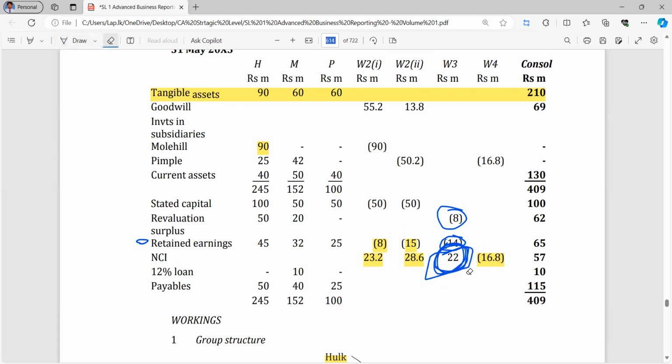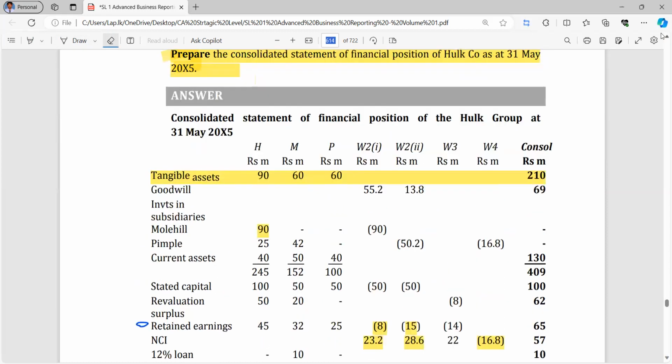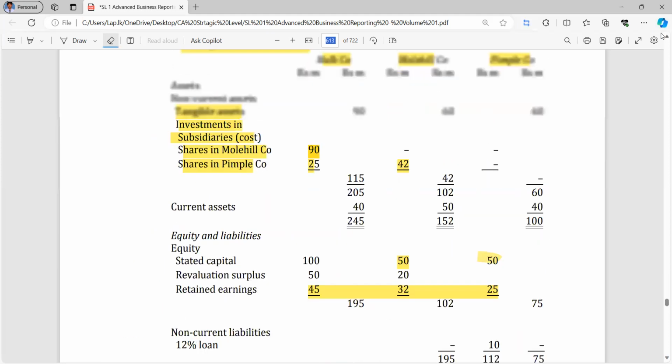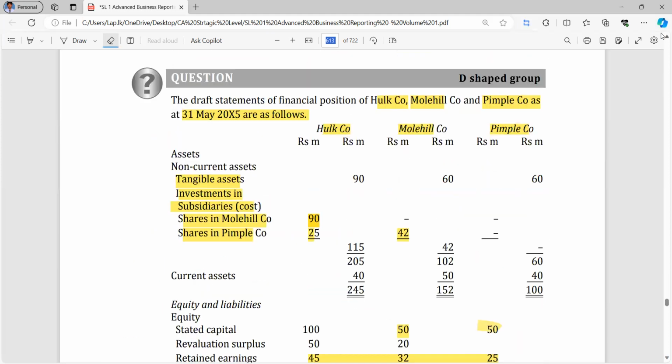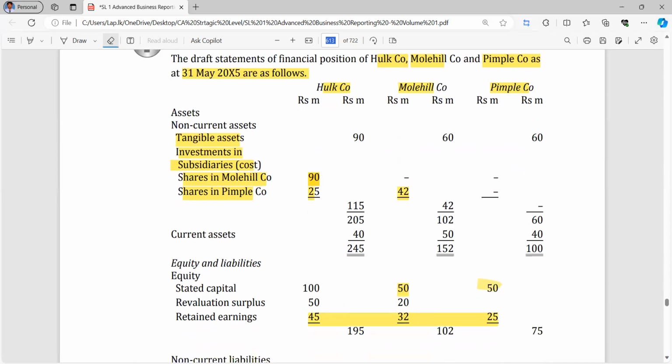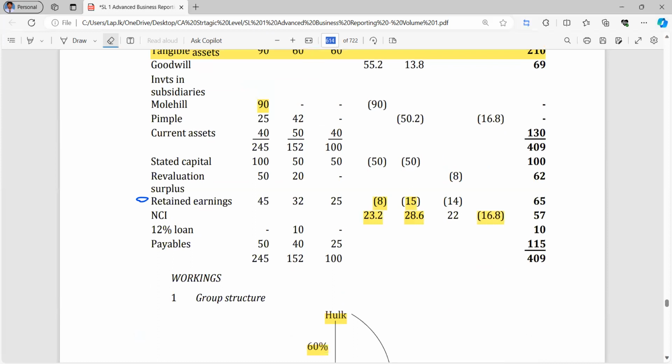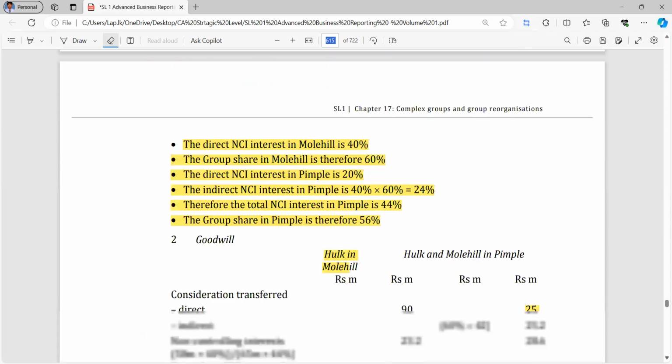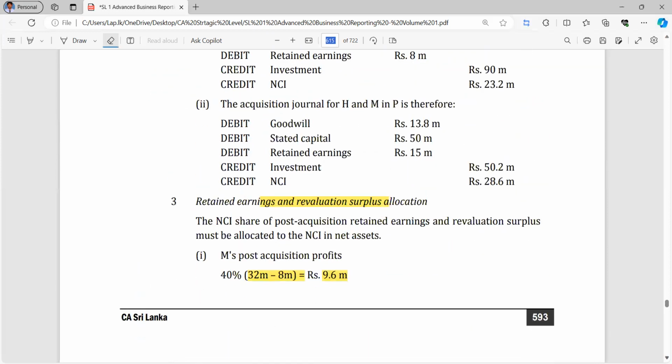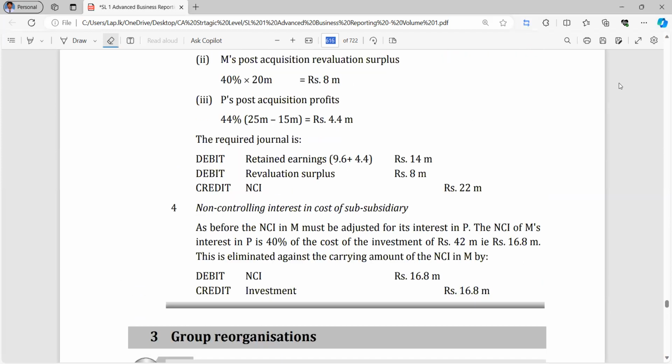Then what is this 16.8? I remind you that the investment, the remaining 40% goes to the NCI. We debit the NCI account, right? It means 42 into 40%, that gives 16.8, which needs to be debited to the NCI and credited to the investment account. I think that is also clear to you all. Then you can get the balances. I'm not going to discuss everything. So that is the end of this question.